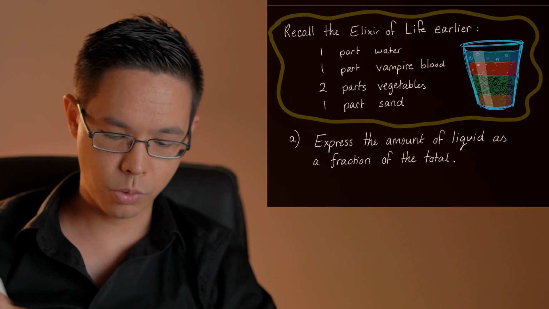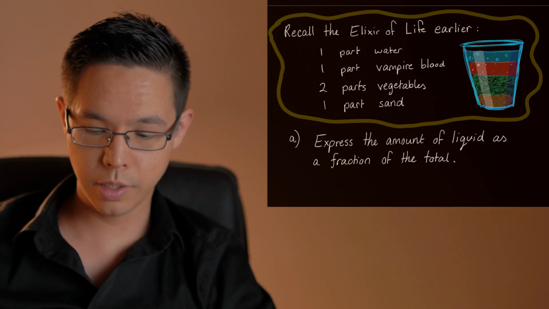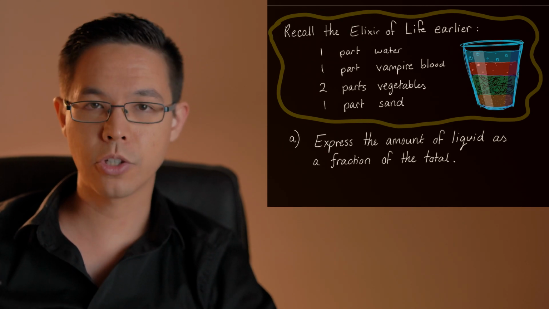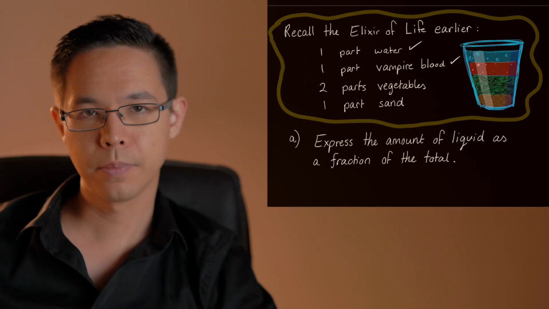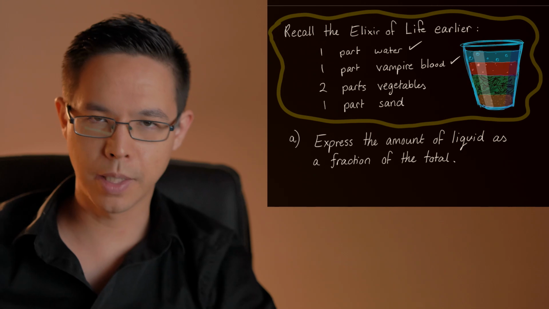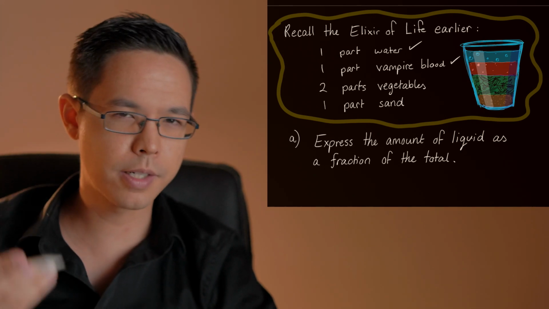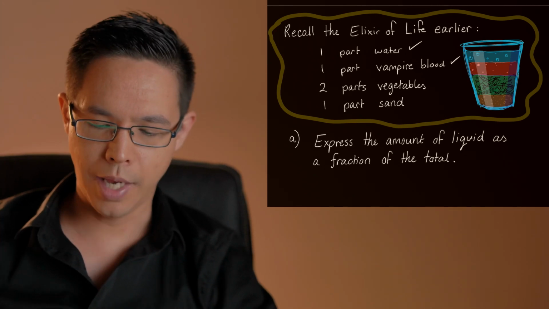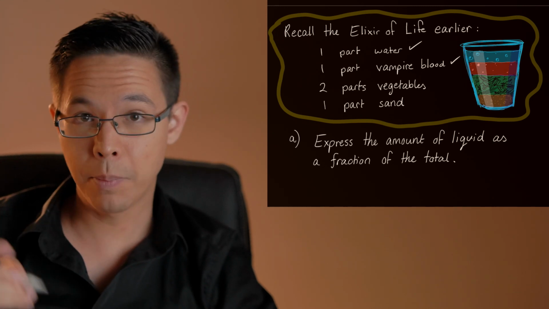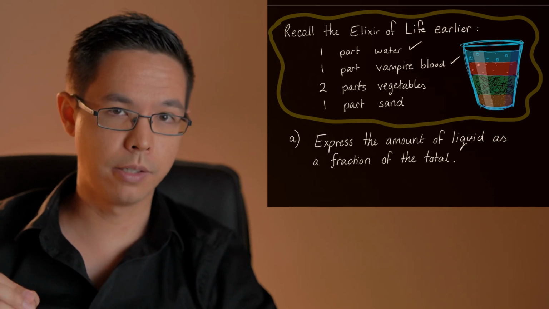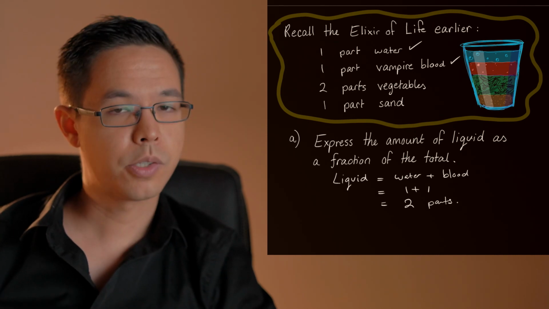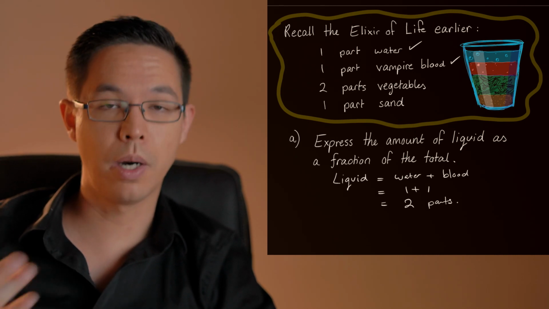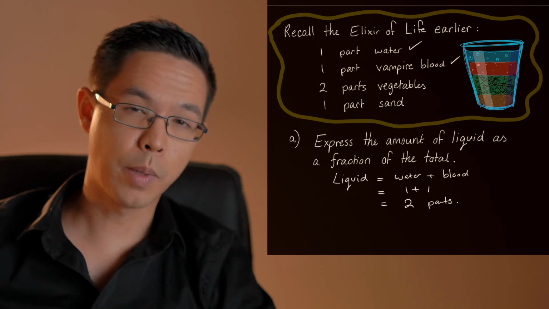So here I've got a question that asks to express the amount of liquid as a fraction of the total. And the liquid in this case would be the water and the vampire blood. You could argue that maybe if you blend up the vegetables, it could be a liquid, but I intended the question to be basically about the water and the vampire blood. So I need to figure out how much parts is actually made of liquid. So I found out that the amount of parts that are liquid is going to be 2 parts.